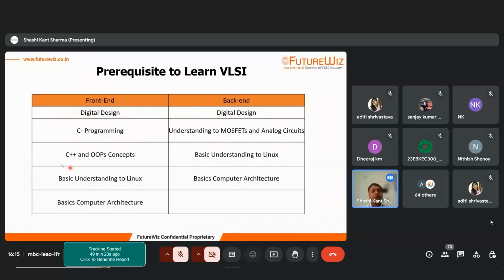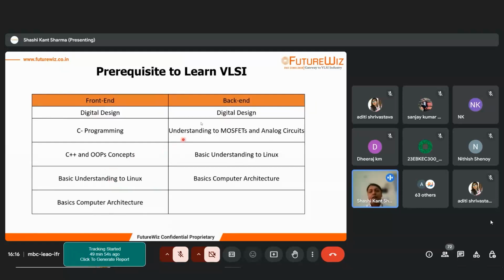C++ and OOPS concepts are mandatory. Linux based platforms you will be using, because all simulators will be Linux based only. So basic exposure to Linux is mandatory. Basic computer architecture, because as I told you, this knowledge of computer architecture will be needed in the architectural description. This is the second step of your entire chip design flow, where the customer requirement comes and then we think to design the entire system, right?